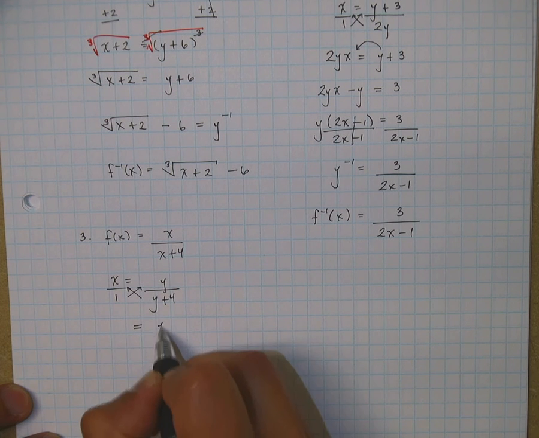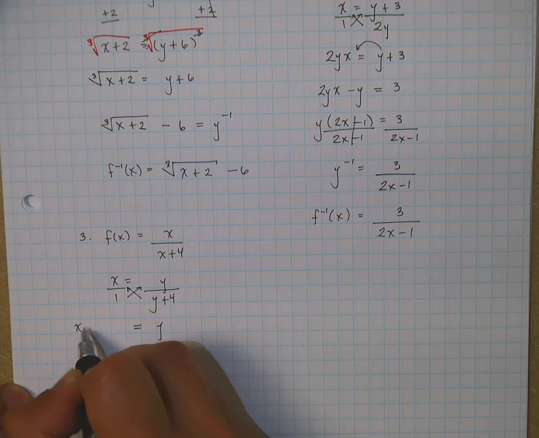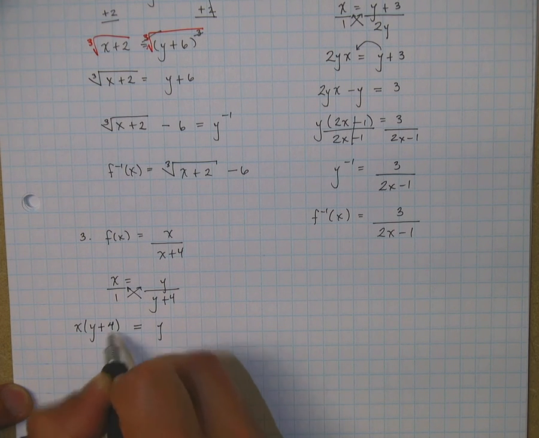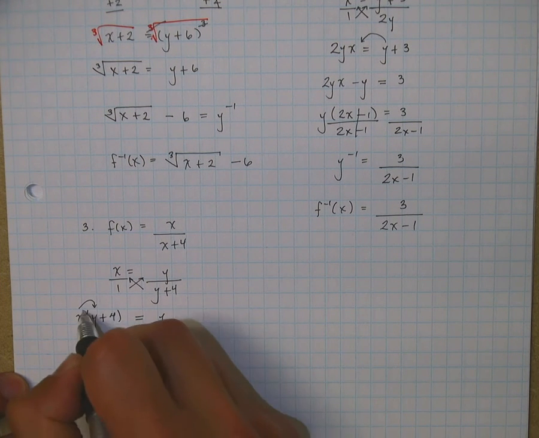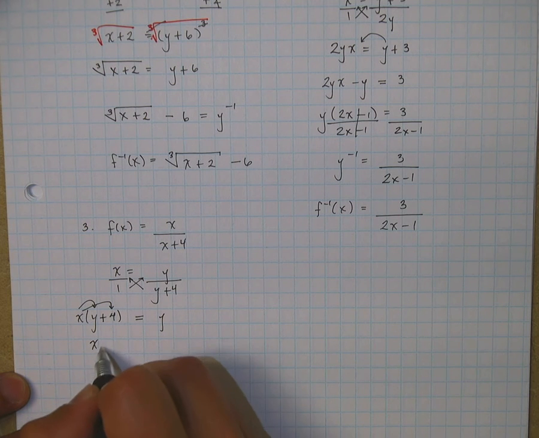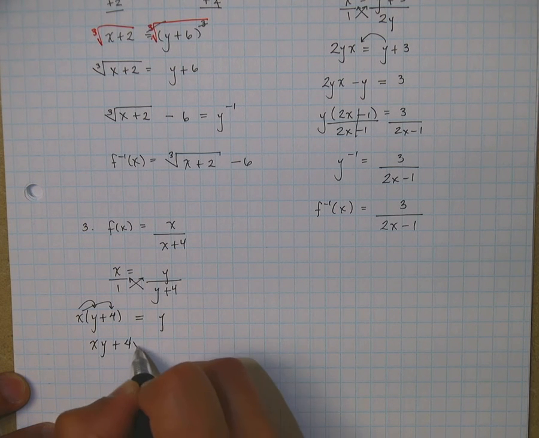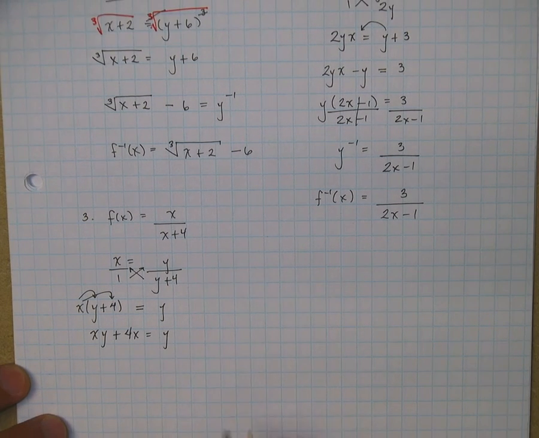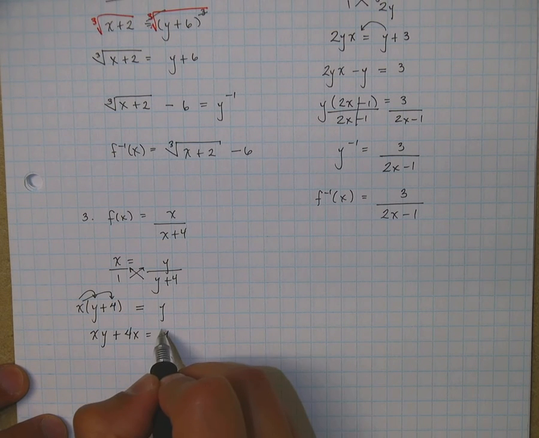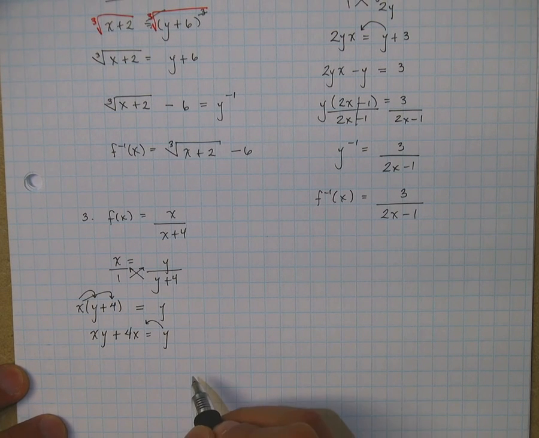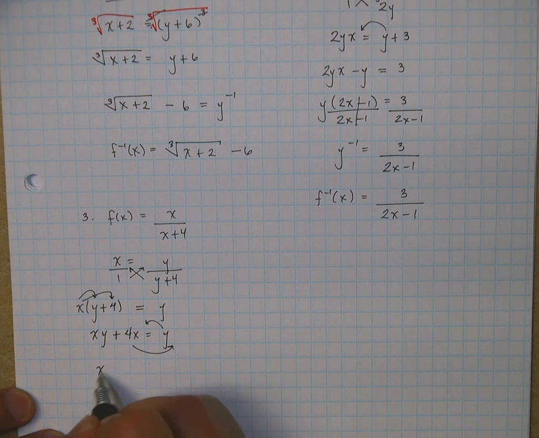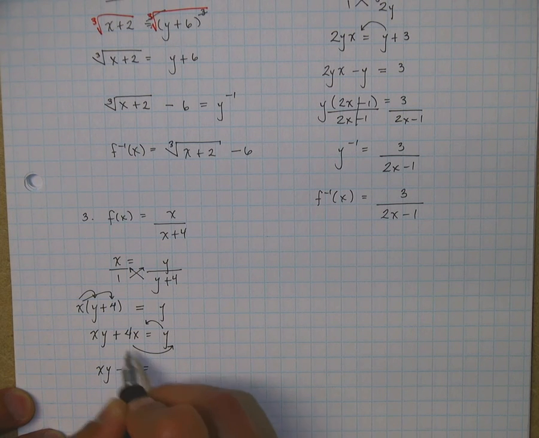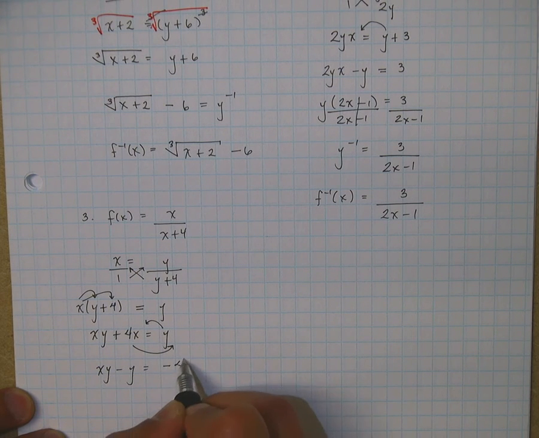1 times y is y. Over here, you notice you're going to get x times the quantity y plus 4. Now, I'm going to go ahead and distribute this time because I want to isolate my y's. xy plus 4x is equal to y. Now I want to organize everything so that the y's are together. And in this case, I think I'm going to take the 4x over here. So the y becomes a negative y. The plus 4x becomes a negative 4x.